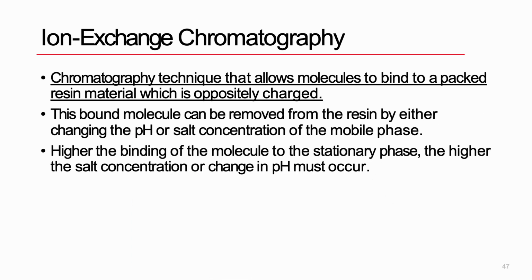We can also have ion exchange chromatography. It's a chromatography technique that allows molecules to bind to a packed resin material which is oppositely charged. This bound molecule can be removed from the resin by either changing the pH or the salt concentration of the mobile phase. Now, the higher the binding of the molecule to the stationary phase, the higher the salt concentration or change in pH must be.